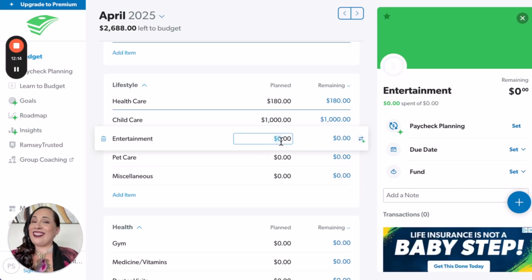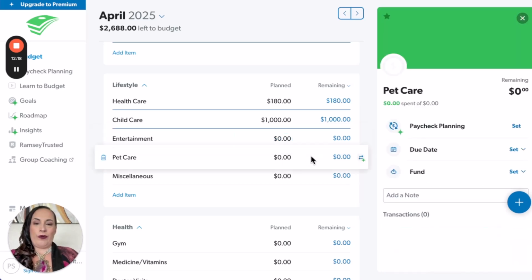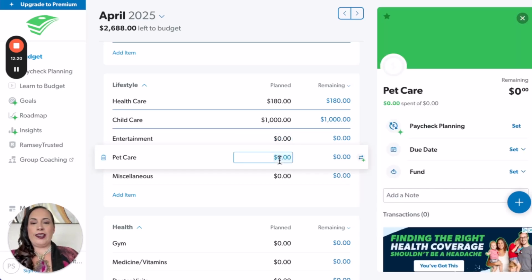Entertainment, we're going to Cirque du Soleil this month, so that's already paid for though, so we'll leave that the way it is. Pet care, so with pets, here's a good budgeting tip. When it comes to pets, a rule of thumb is to estimate $100 a month per pet, because a lot of months it's not going to be that much. You have some food, maybe some toys, and then they have to go to the vet.